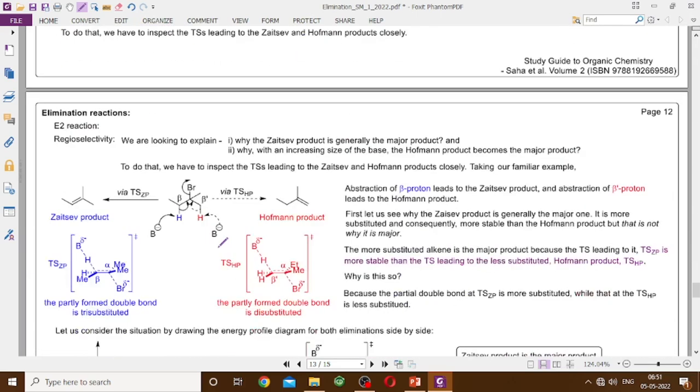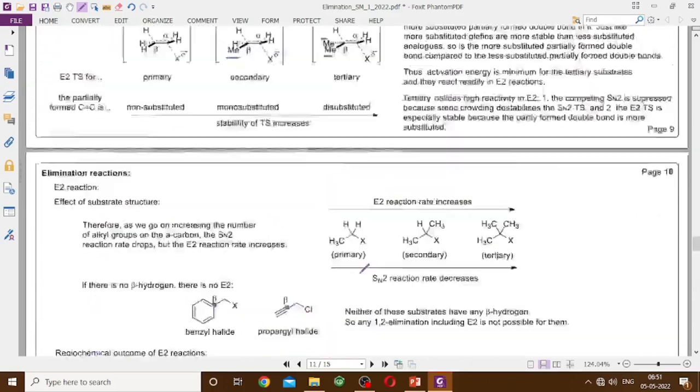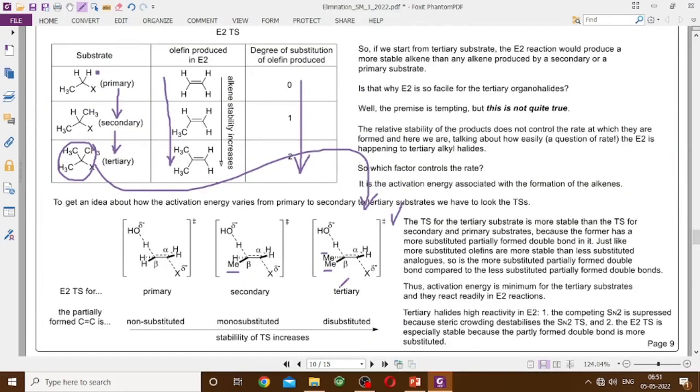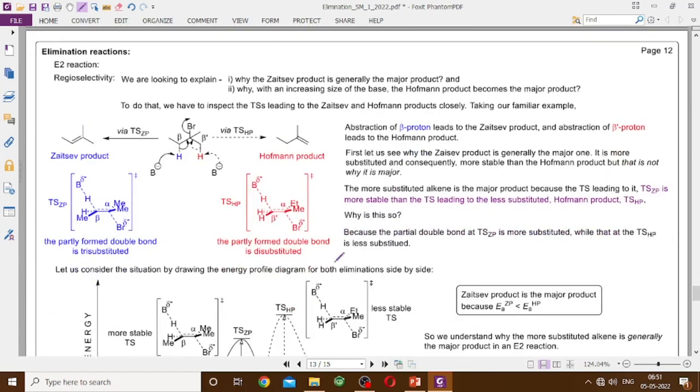যখনই এই ধরনের কোনো কোশ্চেনের উত্তর দিতে হবে, we need to look at the transition states. Just like we have looked at the transition state to explain why tertiary halides are so much susceptible to E2 reaction compared to secondary or primary, these questions will also be answered looking at the transition state. So we have two different transition states. One is the Hofmann product, abstraction of the red hydrogen. One is the Saytzeff product, abstraction of the blue hydrogen. Just look at the transition state and the partly formed double bond here. So the partly formed double bond, we have 2 methyls, 3 methyls, 1 hydrogen. That means a tri-substituted partly formed double bond.